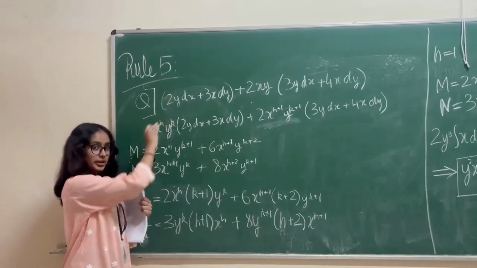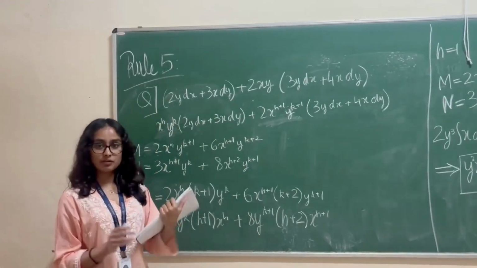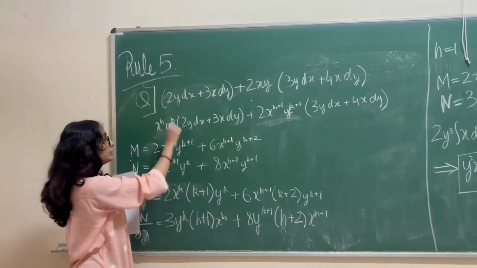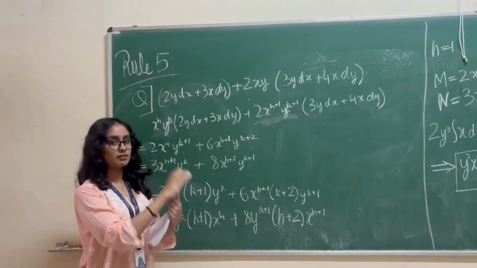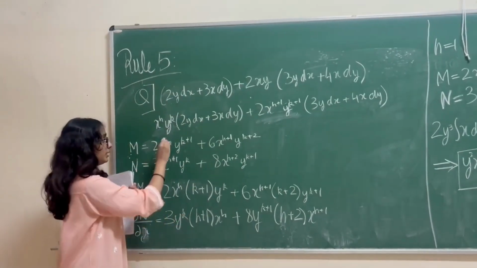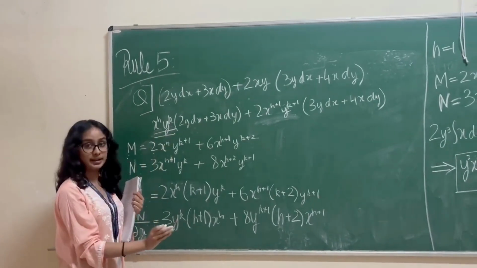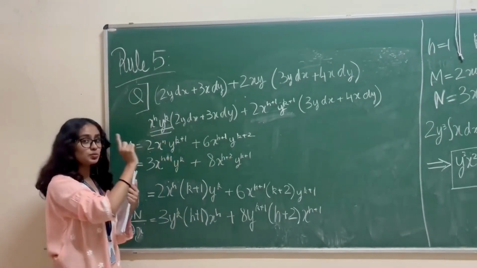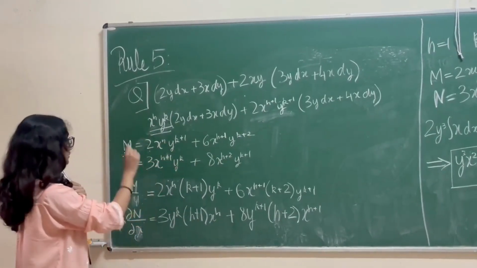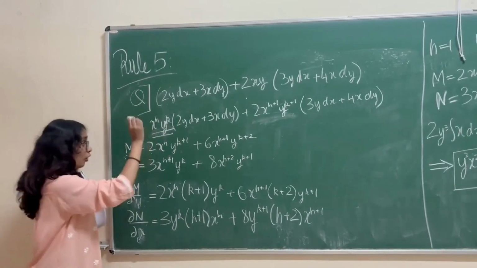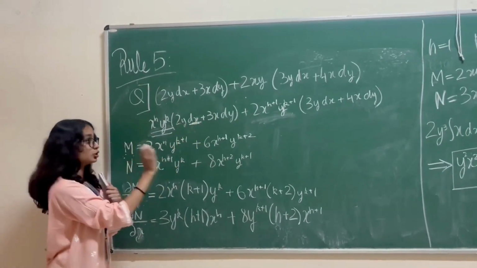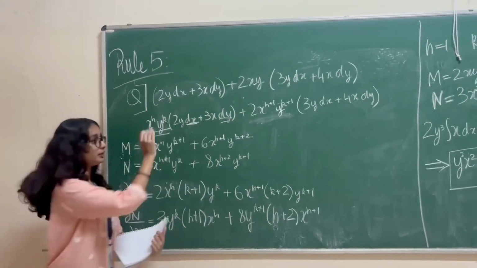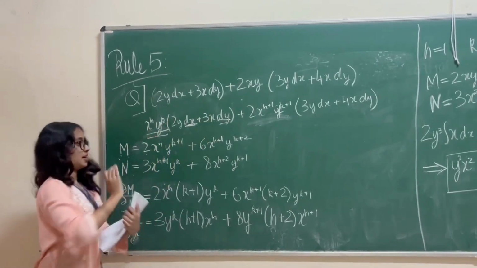Now, we have this question. Our first step is to check if the equation is in the form for which we can use the rules. We know that this equation is in the form that I have previously mentioned. Now we will multiply both parts of the equation with our integrating factor x to the power h, y to the power k. After that, we will use the coefficients of dx to get M and the coefficients of dy to get N. In order to reach this position, we will open up the brackets and multiply.